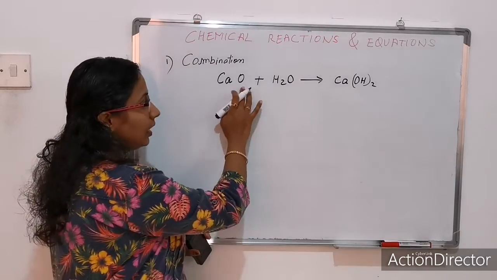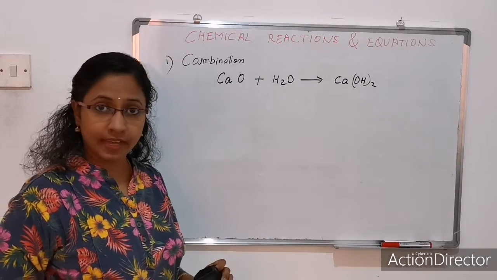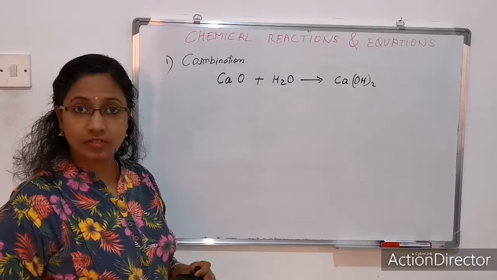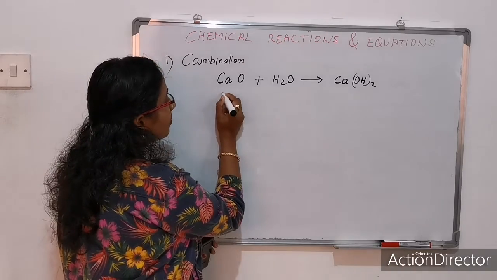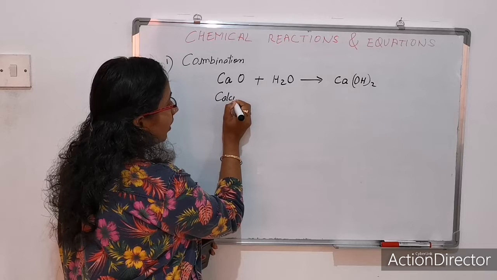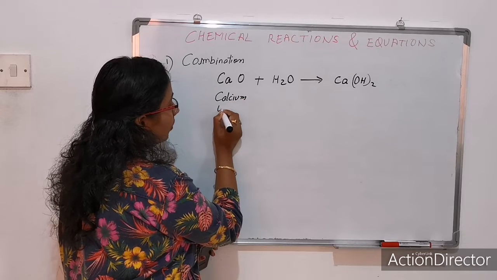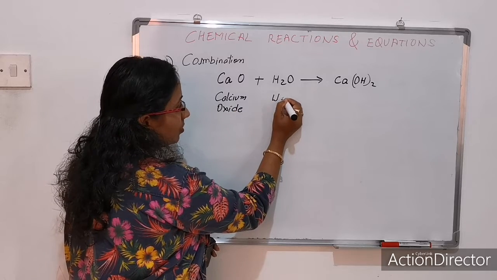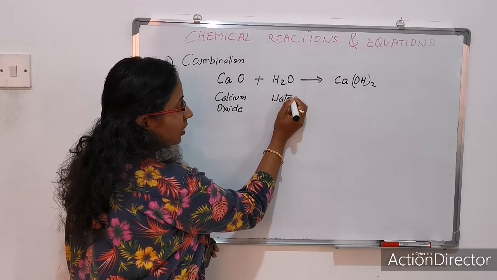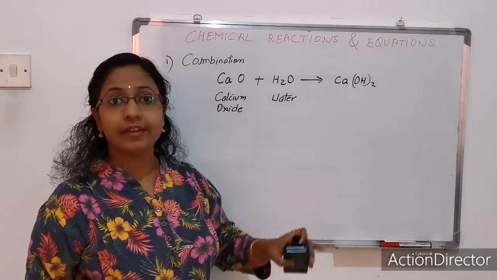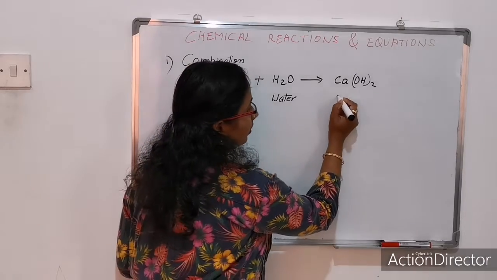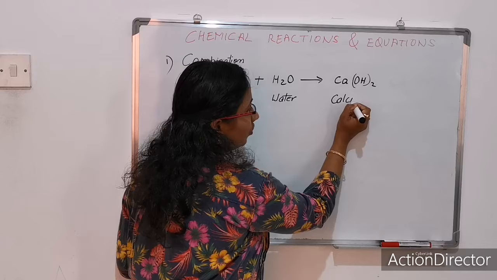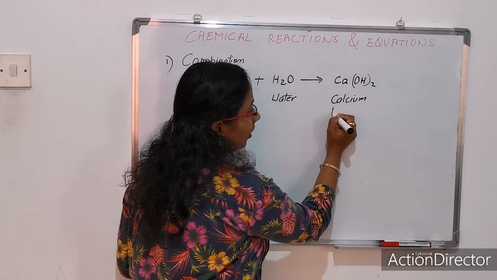Now what is CaO? What is Ca? Calcium, and O is oxygen. So this becomes calcium oxide, plus this everyone knows, right? Water, and this is calcium hydroxide.